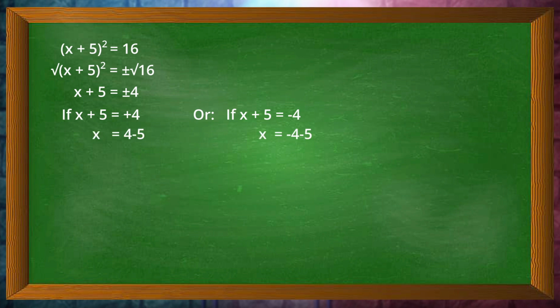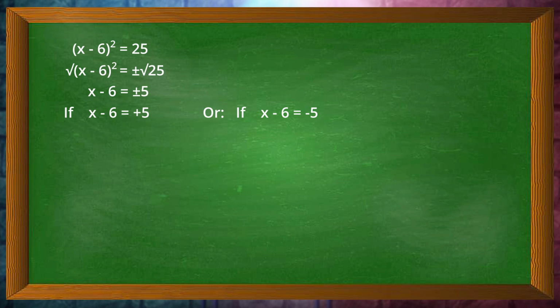If x plus 5 is equal to positive 4, then by subtracting 5 on both sides, we find that x is equal to negative 1. However, we also know that x plus 5 could be equal to negative 4. In this case, solving it leads to x is equal to negative 9. As we expected, there are two solutions to the quadratic equation.